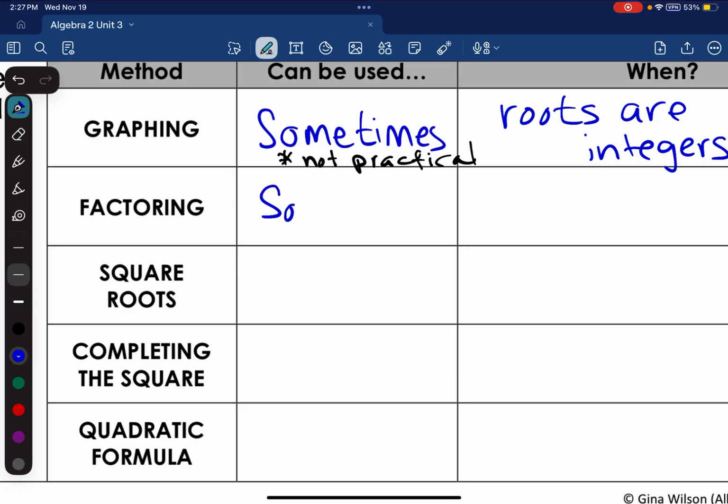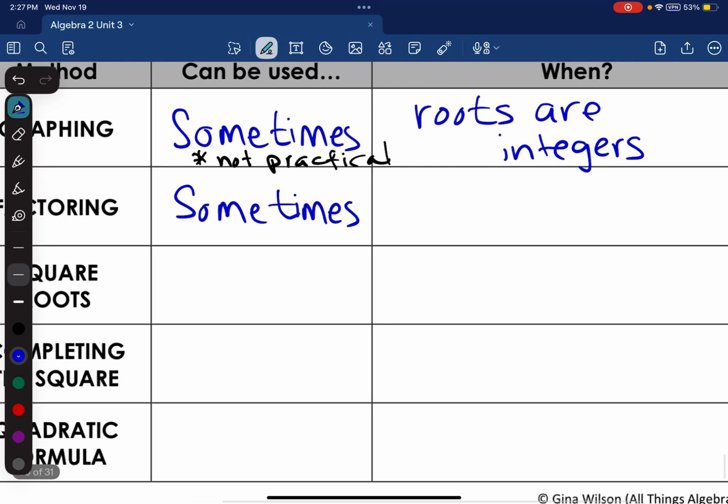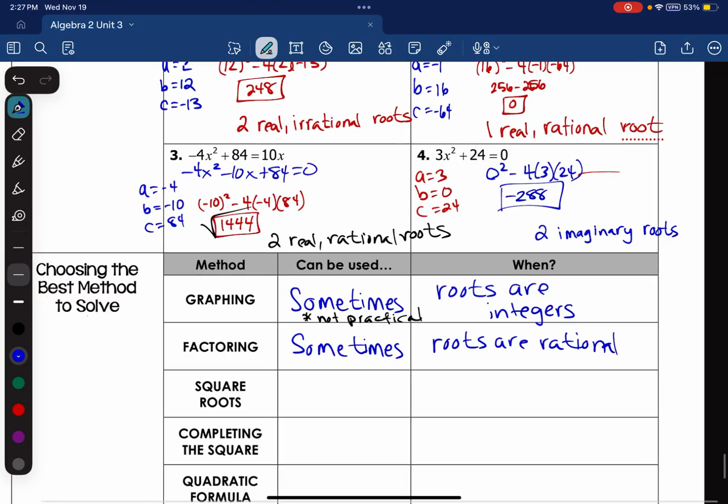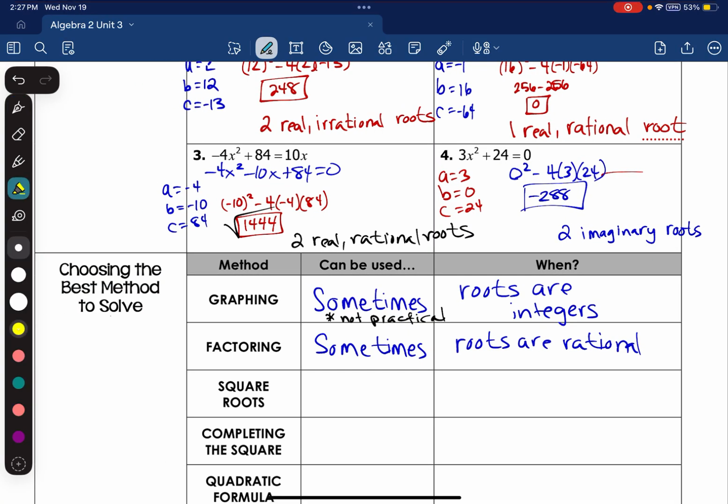Factoring also is a sometimes thing, because we won't always be able to find what multiplies to be C and adds to be B. We prefer to factor when the roots are rational. So when I put in this discriminant and get the answer that says rational roots, I know that those 2 equations I can do factoring on.